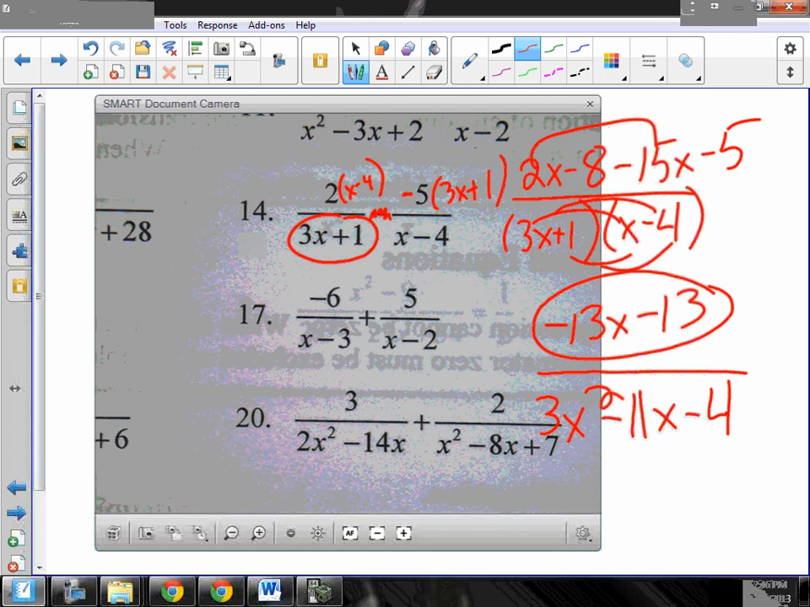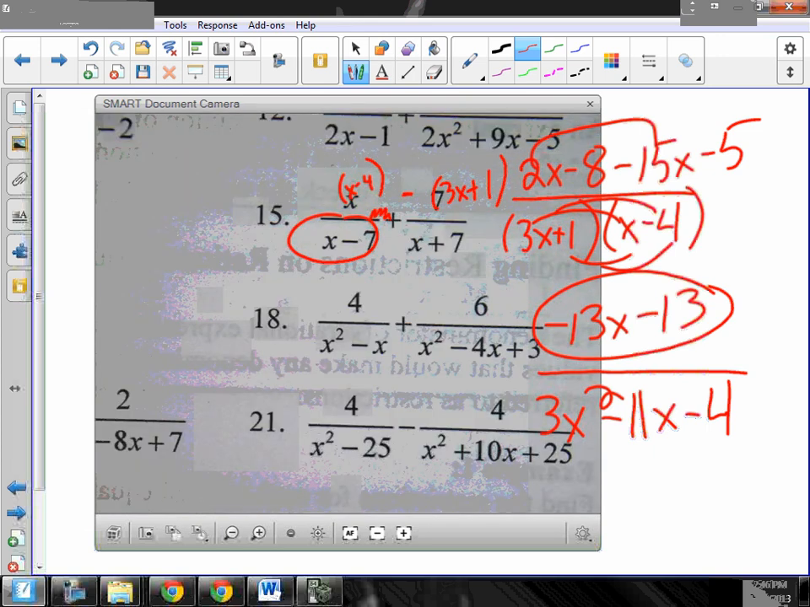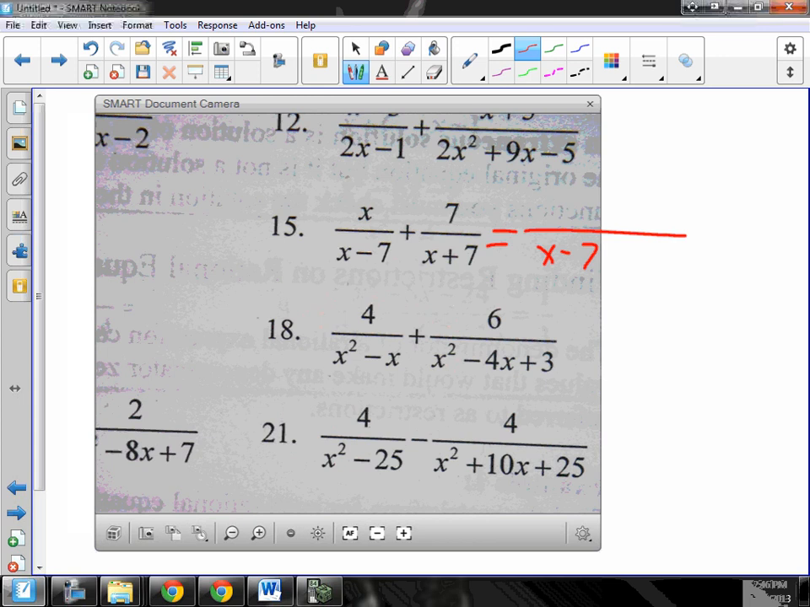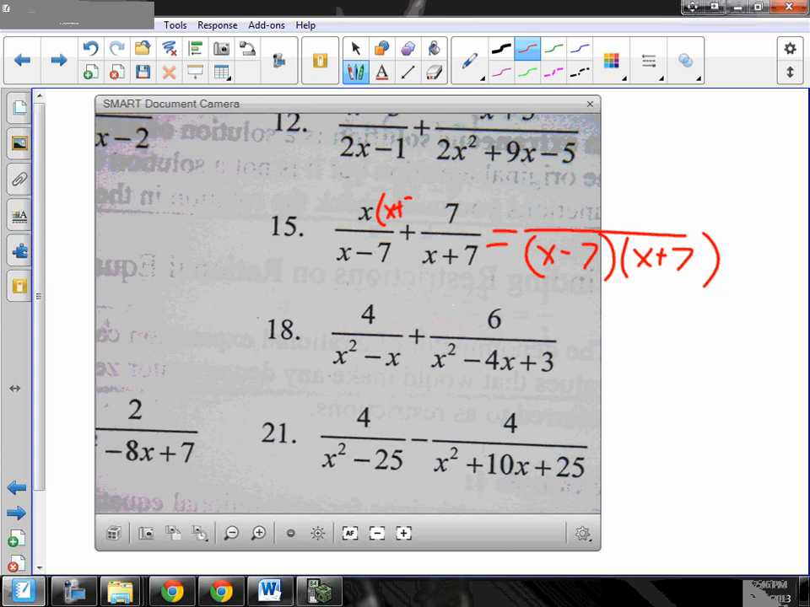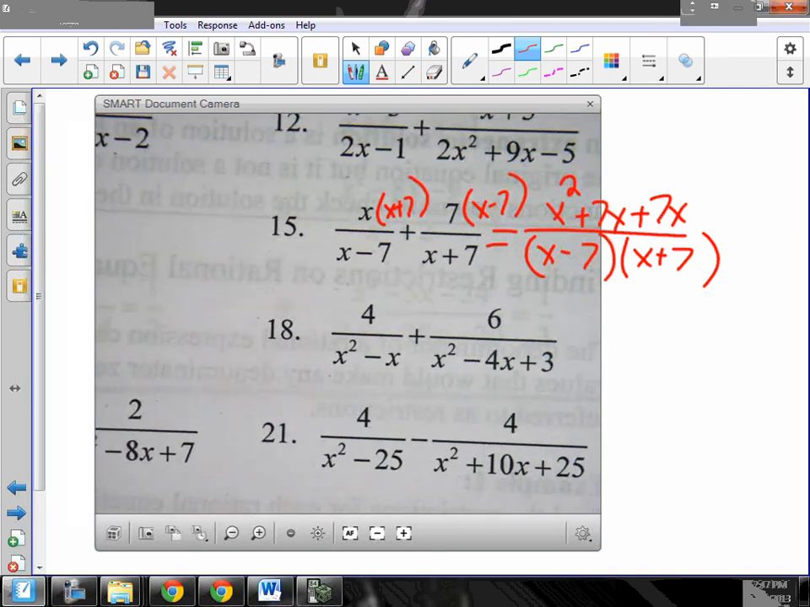You want me to do 15? Okay. Your assignment today is all the way to 21, but I'll do 15 for you. What is my common denominator going to have in it? X minus 7 and x plus 7. So this one's missing an x plus 7, and this is missing an x minus 7. So x squared plus 7x plus 7x. Those cancel, right? Wait, sorry. Minus 49.